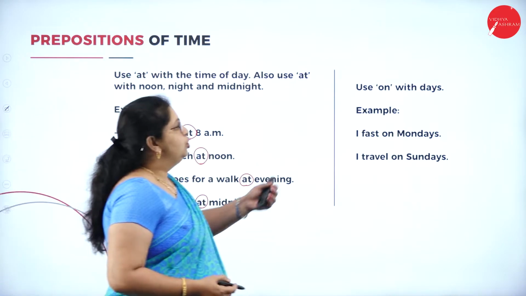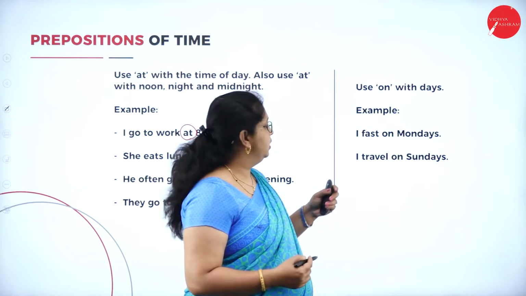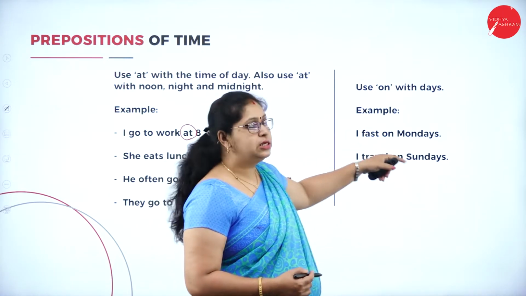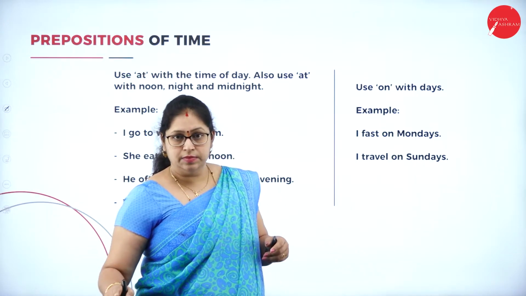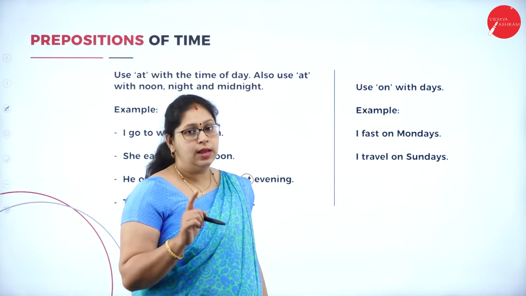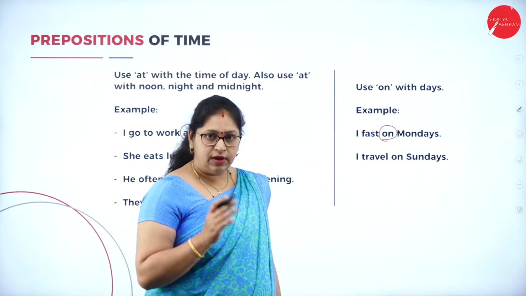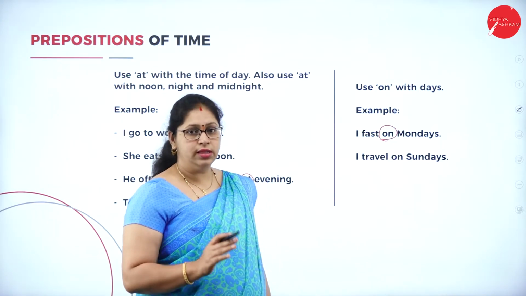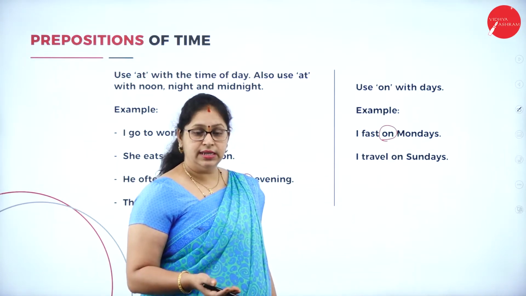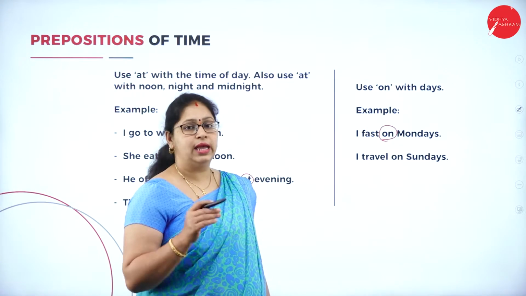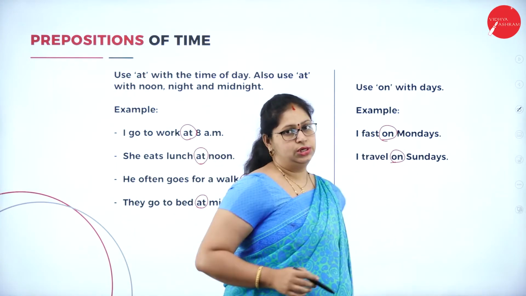Okay. Then, use of on with days. When we use the preposition on, for example, I fast on Mondays. See, days are there. So, every Monday when it comes in a week, I fast on Mondays. So, we are using the preposition on. I travel on Sundays. So, I don't travel on other days. I am very particular. I travel on Sundays. So, on is the preposition used here.